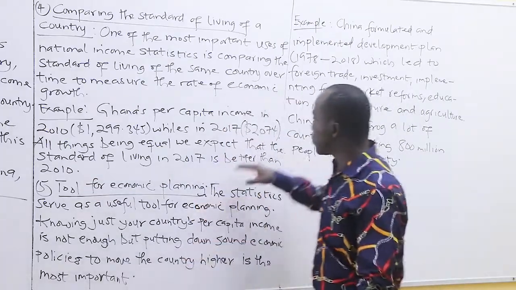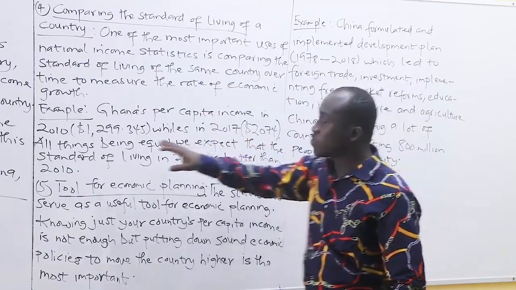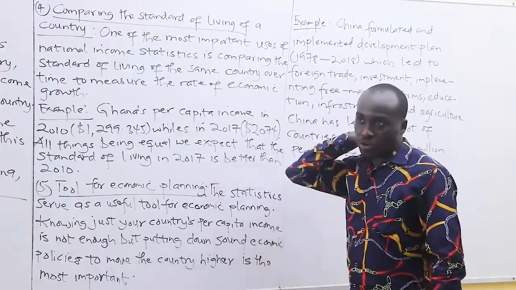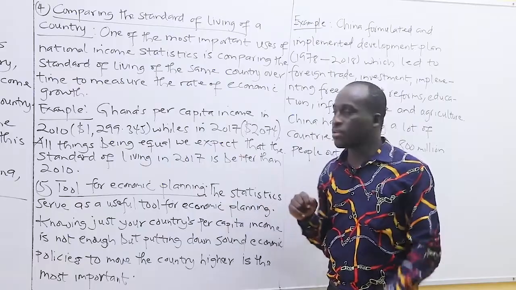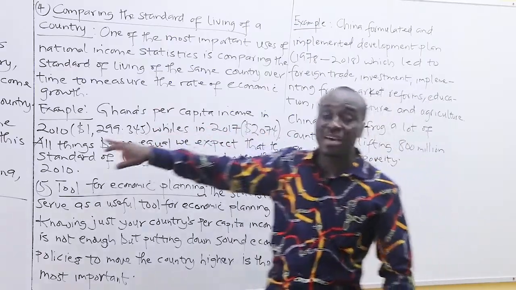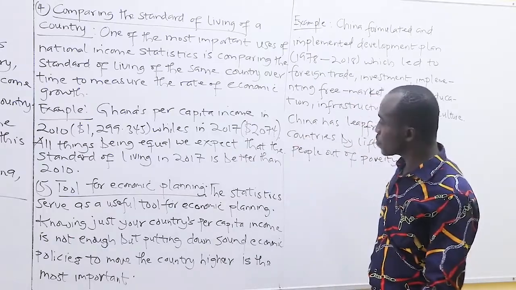So if the per capita income in 2017 was 2,704, and that one is 2010 in Ghana, we can argue, all things being equal. I'm saying all things being equal because sometimes it doesn't follow that logic. We expect that people's standard of living in 2017 should be better than 2010. All things being equal, if things work perfectly, based on the per capita income.